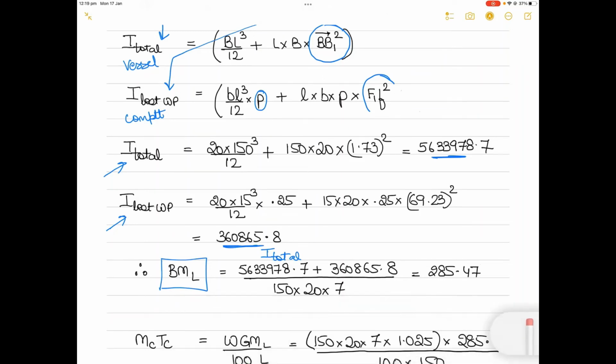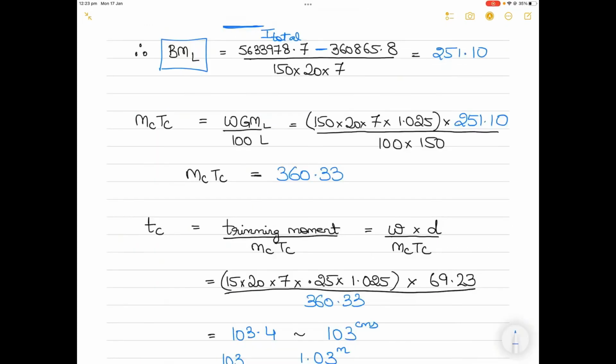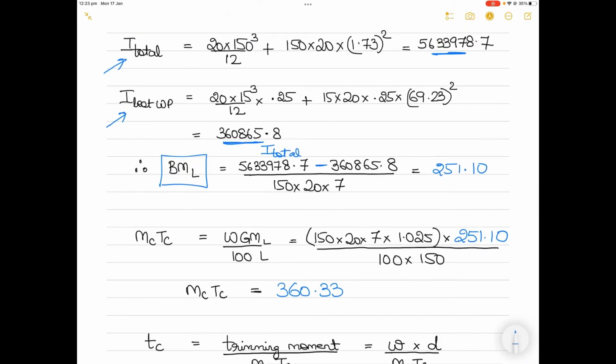Oh, sorry. There is some mistake here. So this should be... yeah, sorry guys. I had to make some changes because I think I wrote addition instead of subtraction. So I've corrected those changes now.